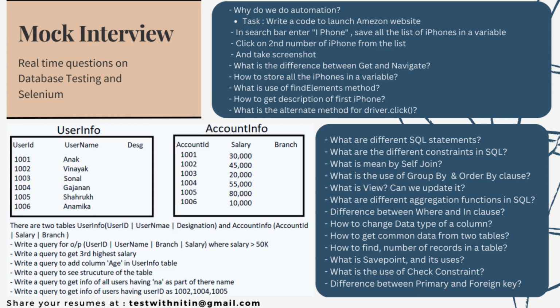Okay. Why do we do automation? Yes, sir. We use automation to reduce our project cost, reduce human effort and human resources, and to reduce the time duration of the project. So that's why we go for automation.